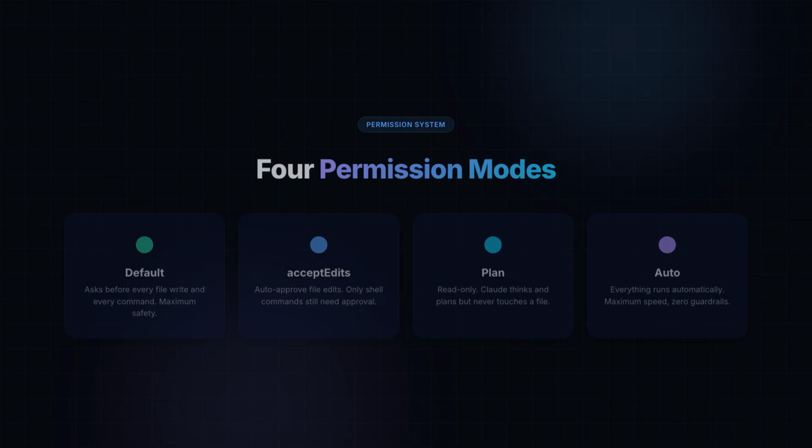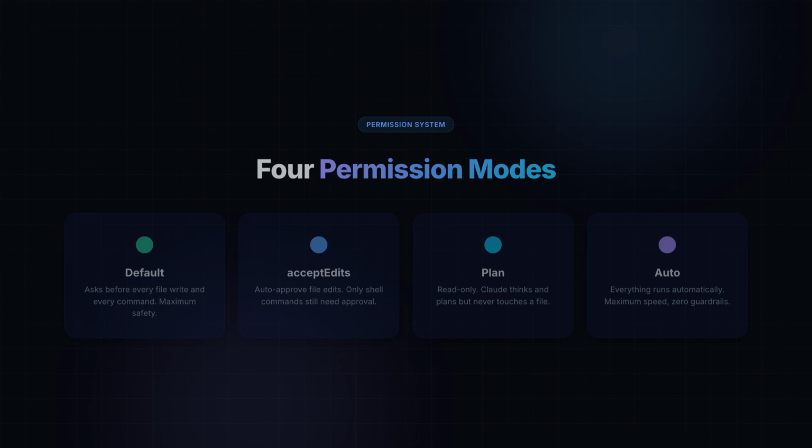Plan mode is the sweet spot for complex work. Claude reads your code base, thinks through the problem, and presents a complete plan before touching anything. You review once, approve once, and then it executes. Auto-accept edits lets file changes happen automatically but still asks before running shell commands. Good for tasks where you trust the code changes but want oversight on commands.